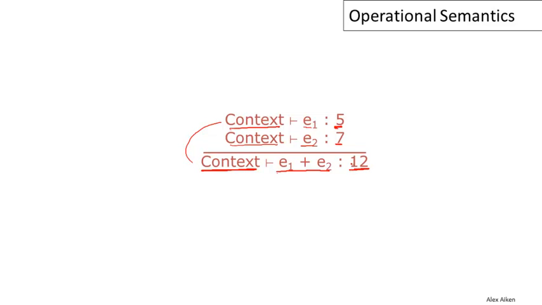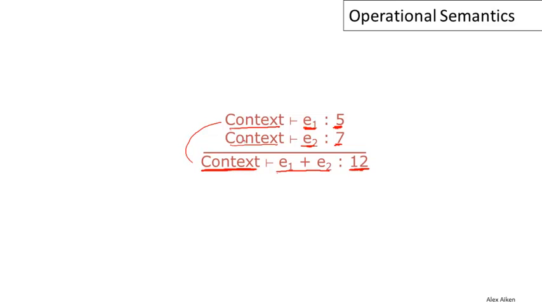And if you think about it, what this rule is saying is that if e1 evaluates to 5 and e2 evaluates to 7, then if you evaluate the expression e1 plus e2, you're going to get the value 12. And now what's the context doing? Well, it doesn't do a whole lot in this particular rule.